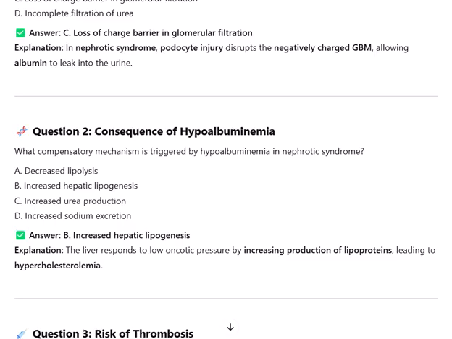Answer B. Increased hepatic lipogenesis. Explanation. The liver responds to low oncotic pressure by increasing production of lipoproteins, leading to hypercholesterolemia.